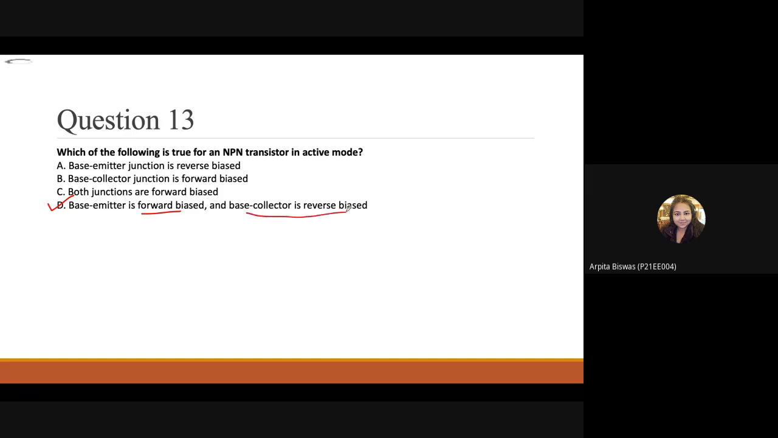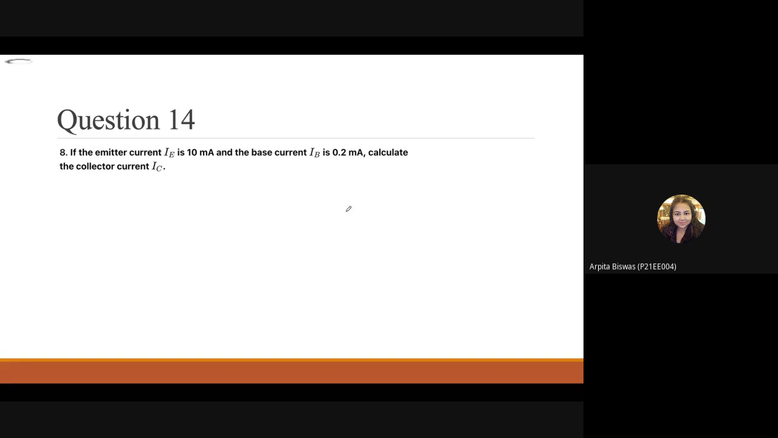In the next class, we are going to discuss in more detail this circuit diagram, the forward bias and reverse bias, and we can also solve some numericals. So this is question number 14. If the emitter current IE is 10 milliamps and the base current IB is 0.2 milliamps, calculate the collector current. I think this is also basic. How to calculate this IC? There's a small equation of the relation between IE, IB and IC. Tell me what is the right option.